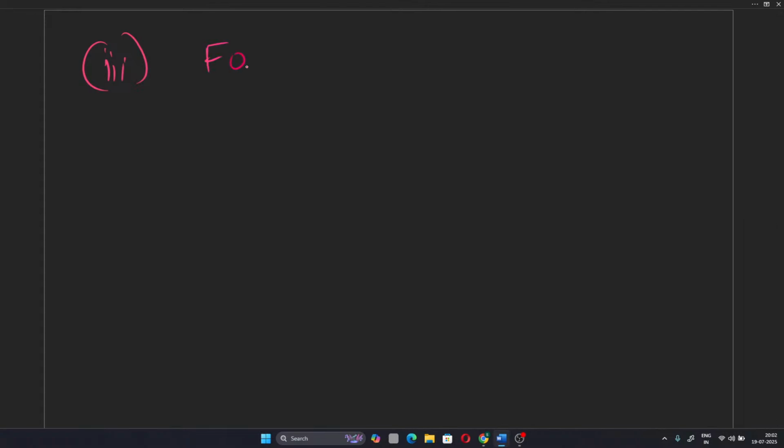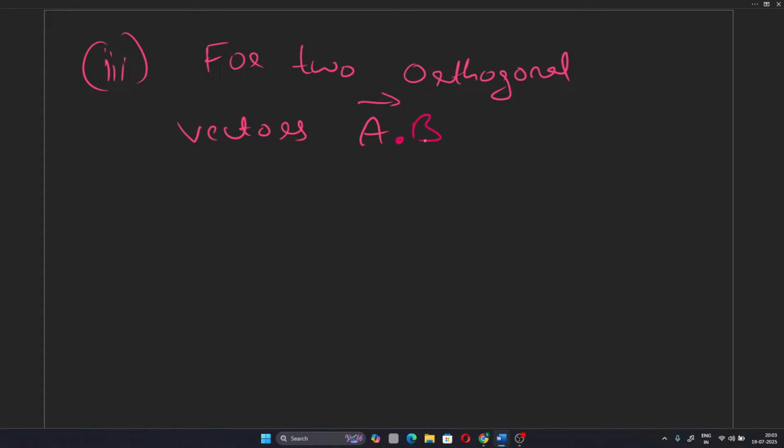For two orthogonal vectors, a scalar product b equals 0. This is the definition of orthogonal vectors, so it is indeed correct. Orthogonal vectors are vectors where the scalar product is 0.